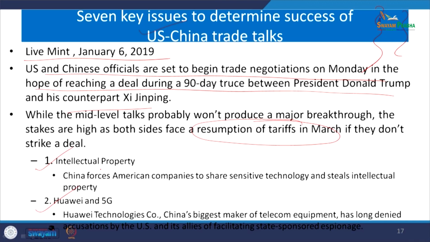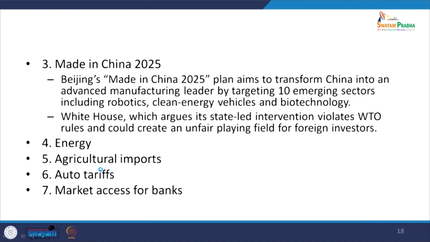We may take this discussion forward in our next class, especially what is Made in China and why it is problematic for the US; we can take it forward in detail in the next class. Part of this we have discussed in our very introductory lecture, at the very beginning of our lectures, so you can refer to that. Otherwise, we will also discuss this in detail in the next class.